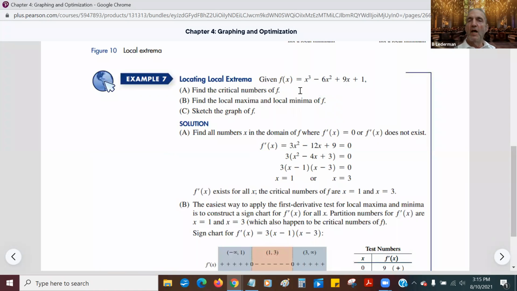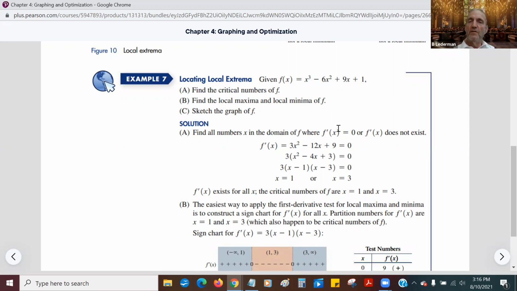So here's our function, x to the third minus 6x squared plus 9x plus 1. We want to find the critical numbers, the local maxes and local mins, and sketch the graph. To find the local max and local min, we want to see where the derivative equals 0, but then test that it's actually a max or a min and not one of those weird cases. So we want to find all numbers x in the domain of f where f prime of x is equal to 0. First of all, the domain is all real numbers, and the domain of the derivative is also all real numbers. There's nothing undefined here. It's only a question of it being 0.